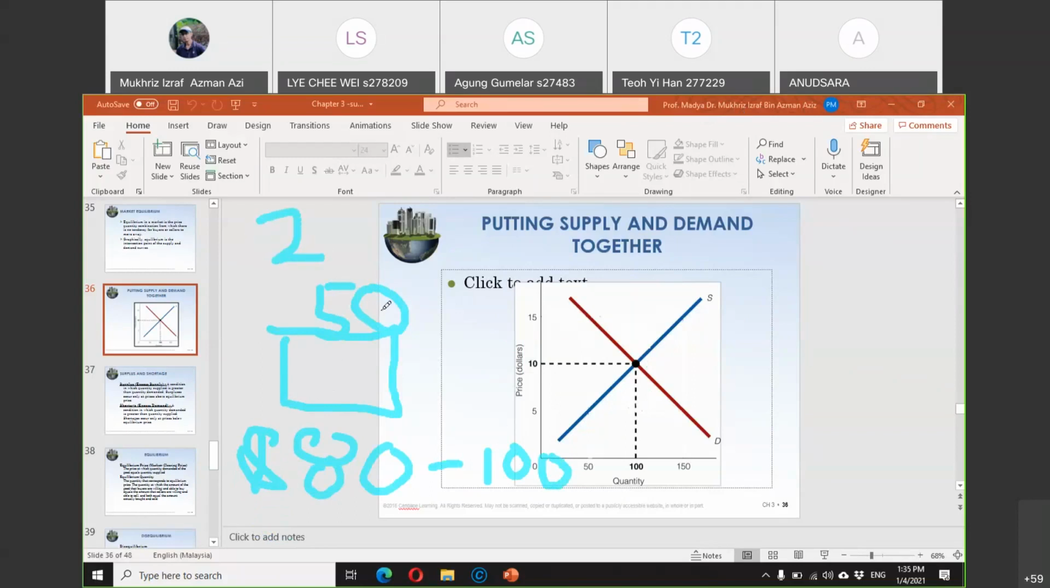So 50 pieces times 2, it was sold at around 100 ringgit per box. That was the first few months, the month of April or March last year, because the supply of face mask was very limited. So in that situation, you can imagine that the demand is higher, but the supply is low. So that's why the price tends to go up, very, very high.